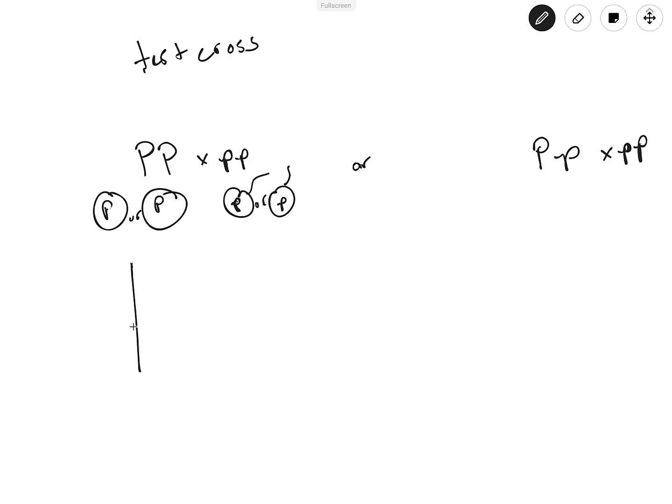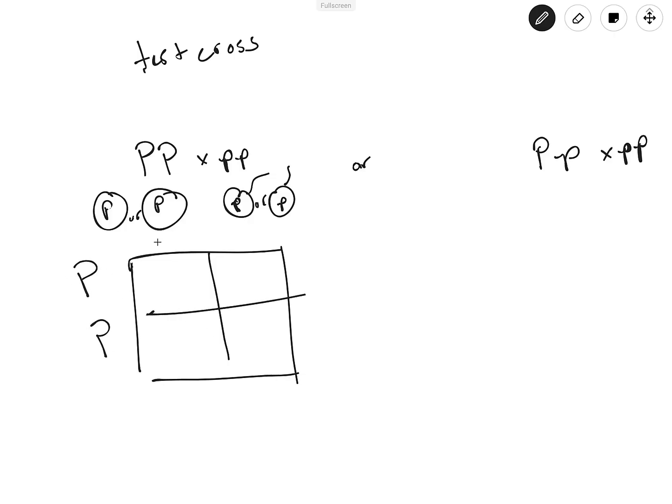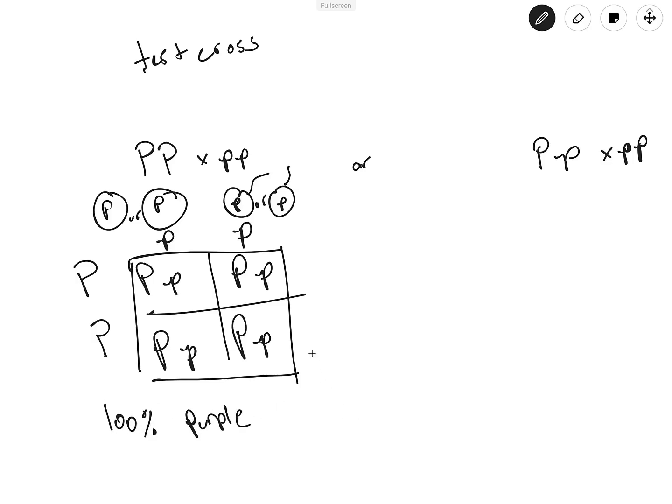We'll go ahead and draw our 2x2 Punnett square. So big P, little p, and then fill in the square. And this should look just like the P generation cross from Mendel. The result of this is we will get 100% purple flowers. So if you did this test cross and got 1,000 individuals, you would expect all of them to be purple.